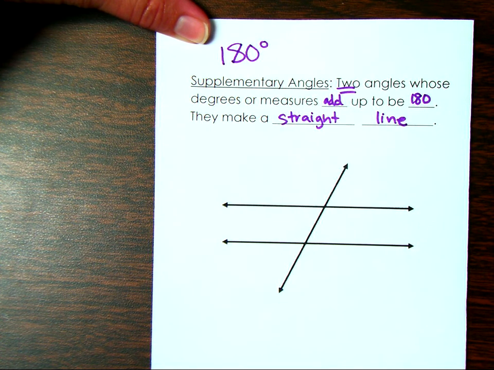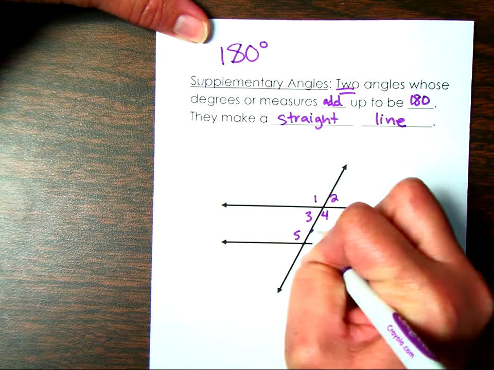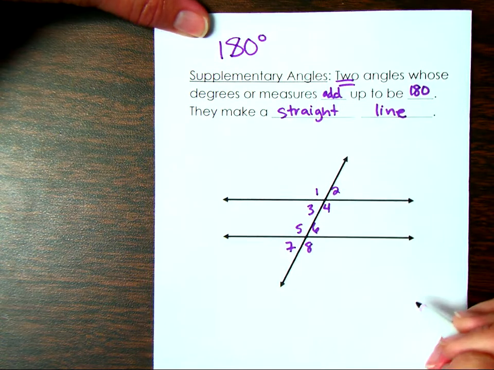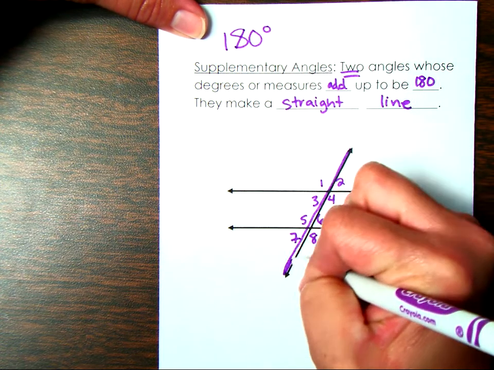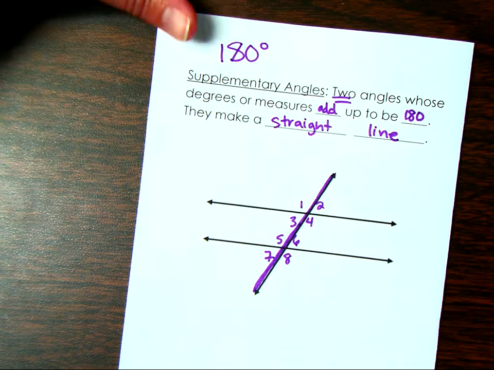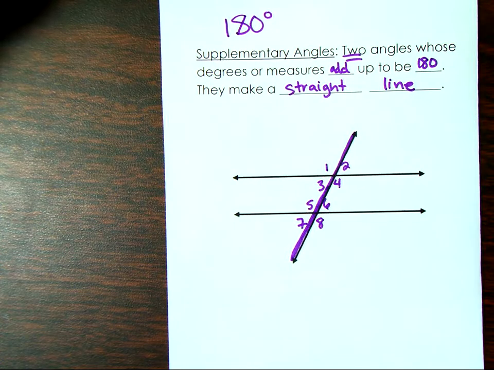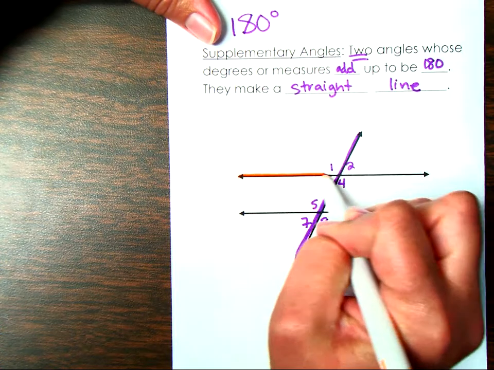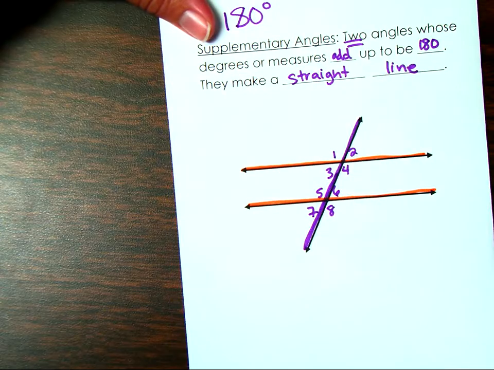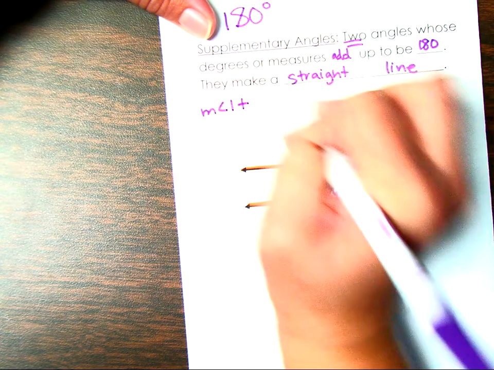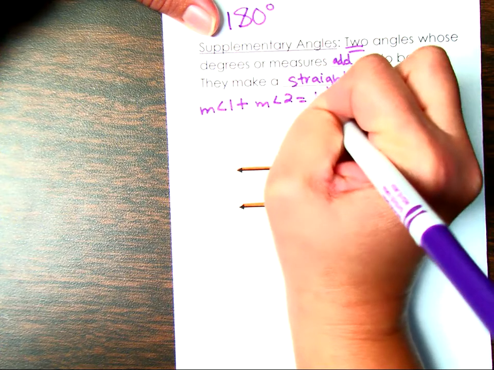So again, if we were to label this 1, 2, 3, 4, 5, 6, 7, and 8, we could see that these are the parallel lines and this is the transversal. There are many supplementary angles in this picture. But the easiest way to see it is look on the straight line. Look at the parallel lines. So do a little color for you. So we can see, let's look with measure of angle 1 plus, well, what's on that straight line? Is a 2. Equals 180 degrees.